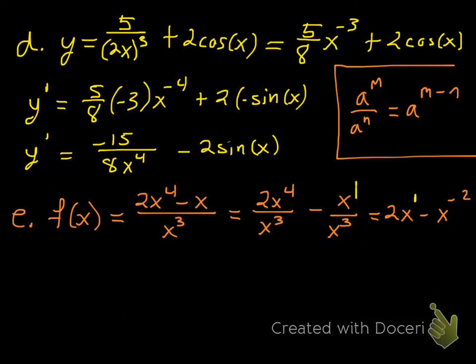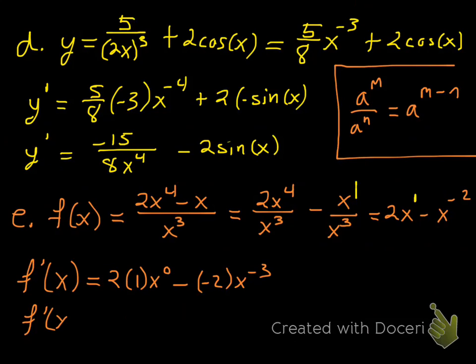Okay, so we're going to use the power rule on both of those. So f prime of x is going to be equal to 2 times 1, x to the 0. So the 1 came down, we subtracted 1 from the exponent, minus the negative 2 will come down, and we'll subtract 1 from the exponent to become a minus 3. Cleaning it up, the x to the 0 is 1, so it's just 2, and then we got 2 negatives, plus 2, and then we went ahead and put that x to the minus 3 back in the denominator.